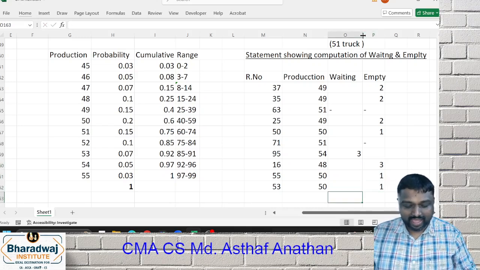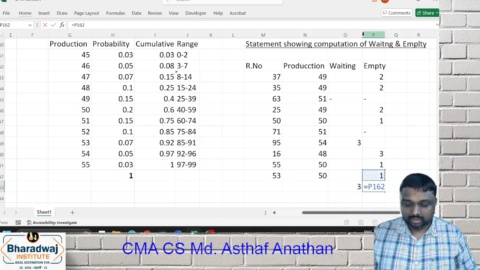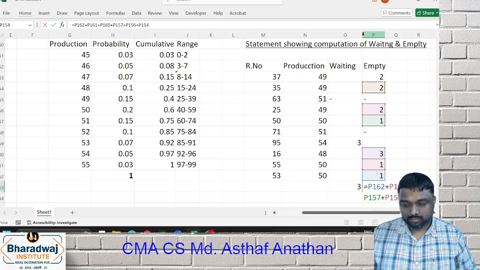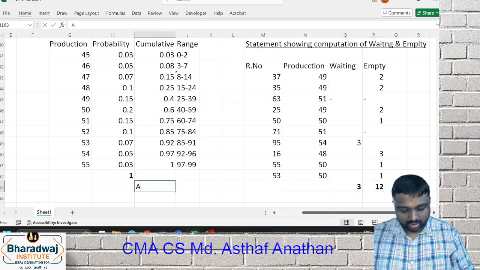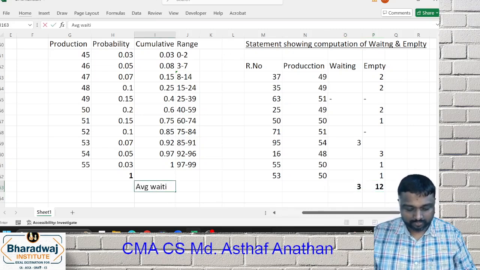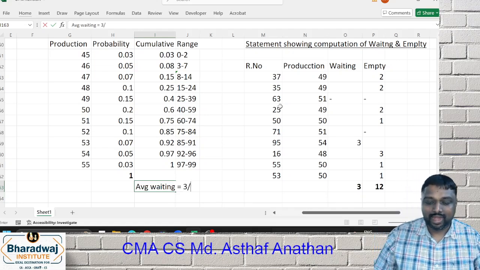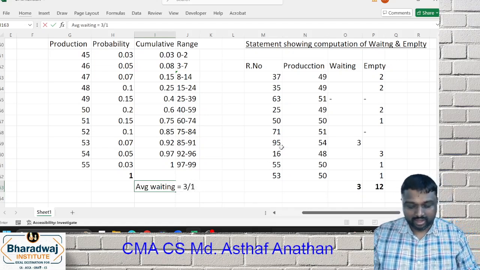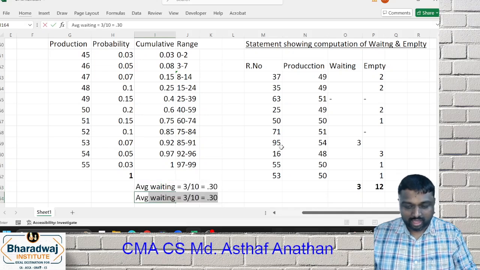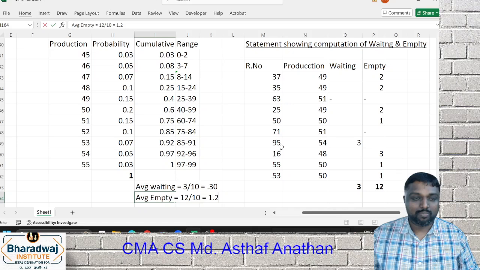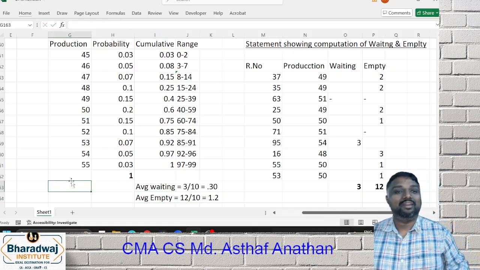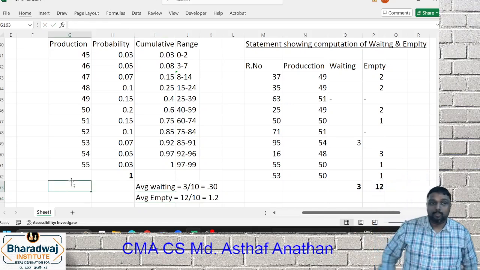So they are asking average. You take 3 here. They are asking average. Correct, friends? So average waiting will be 3 by how many random numbers, friends? 10 random numbers, 0.3. Average empty 12 by 10, 1.2. So, my dear friends, we have completed. This is how you have to approach.